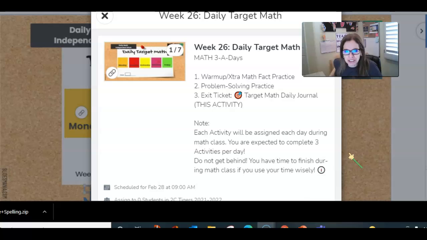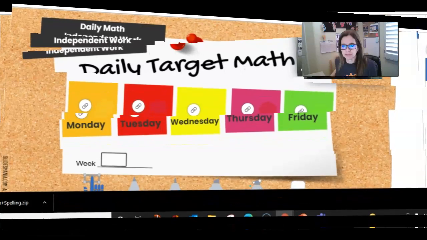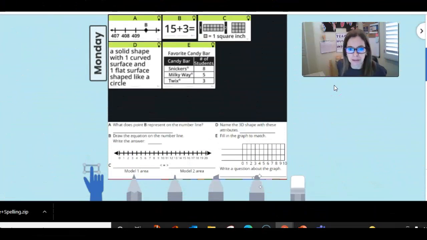For today's foundational lesson, we are going to make connections to our daily target math and our math foundations. So let's get started, shall we? On the Monday page, you see that just like in the instructions, you have some task cards on the top and then some questions on the bottom.